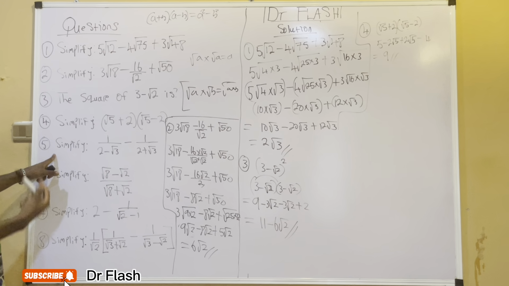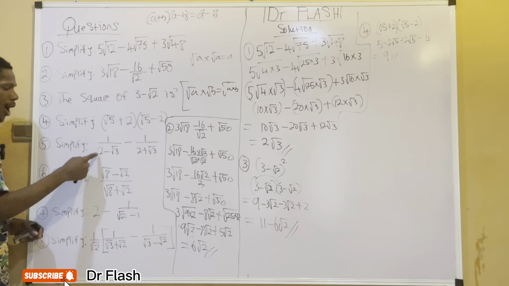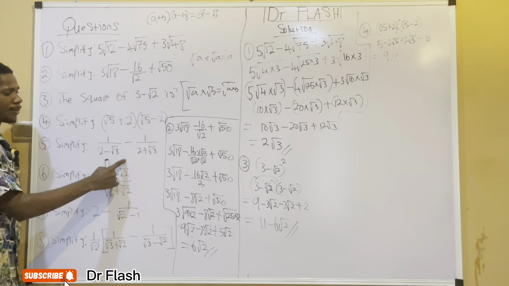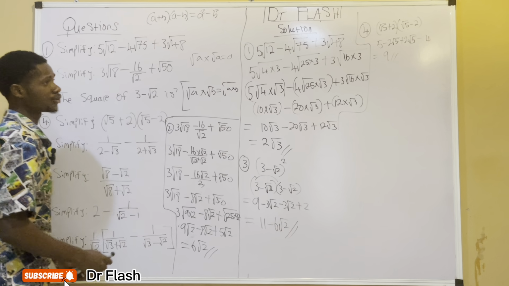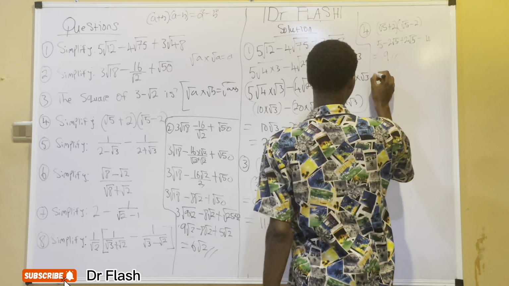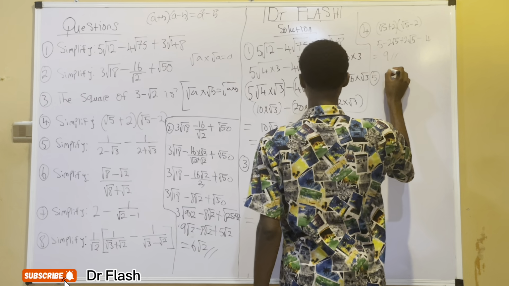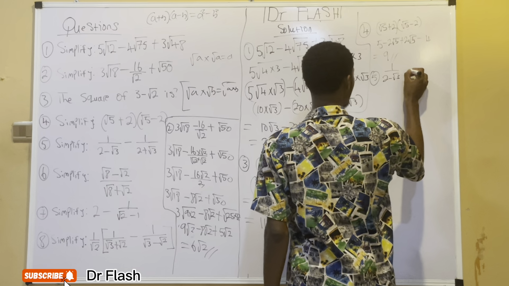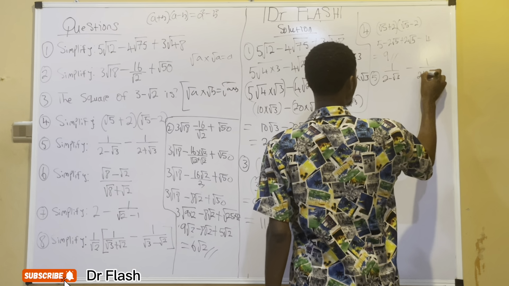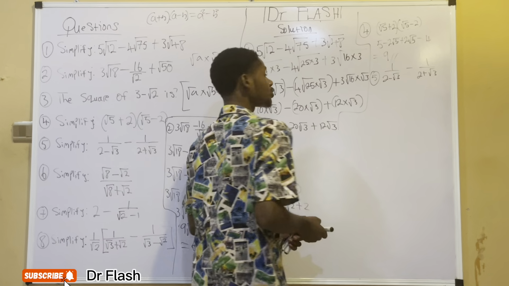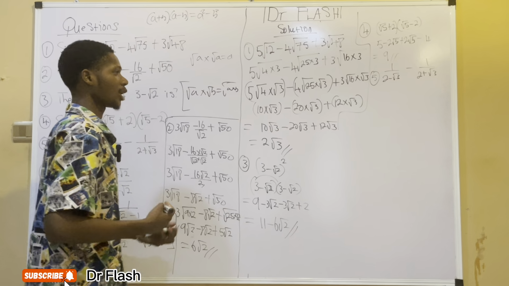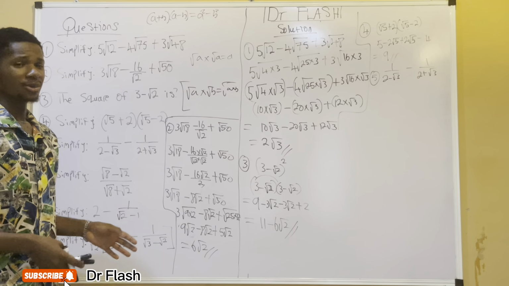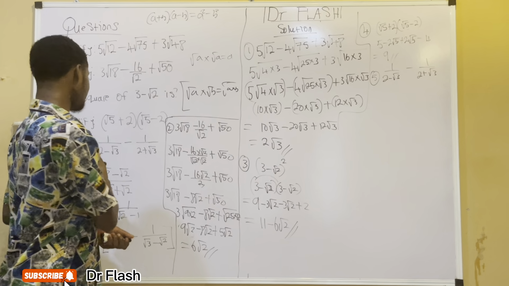Now here is number 5. It says simplify 1 over 2 minus root 3 minus 1 over 2 plus root 3. Now some questions might take you time to solve, but definitely if you are good with it, it's going to take you less time on average. So let's solve this one.